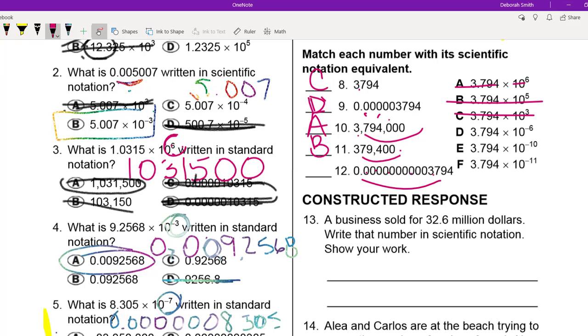So from here to here, I moved that decimal 11 times to get it in between that 3 and that 7, and it's a negative 11 because this is a very small decimal. So that one matches F.